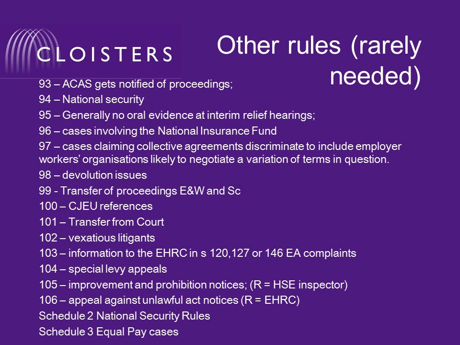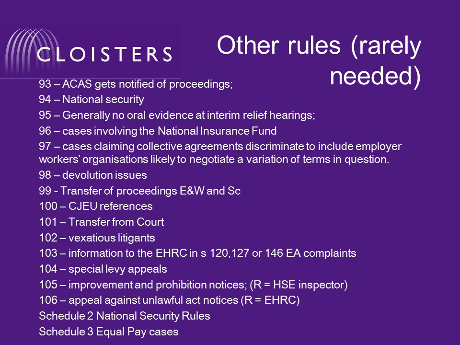We're coming now to the end of this series of talks on the tribunal rules, and I want to just outline some other rules which are there in Schedule 1 and point out the other two schedules to the tribunal rules, but these rules are rarely needed by individual respondents or claimants. So Rule 93 deals with the requirement to notify ACAS of proceedings and their ability to attend. Rule 94 deals with national security implications on evidence, etc.